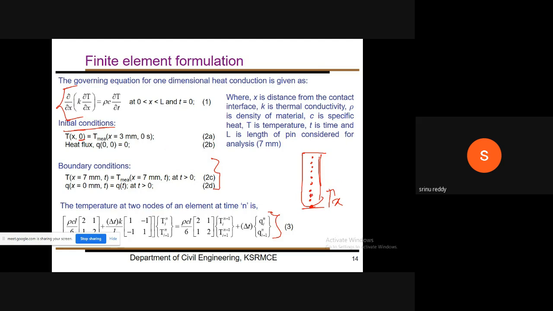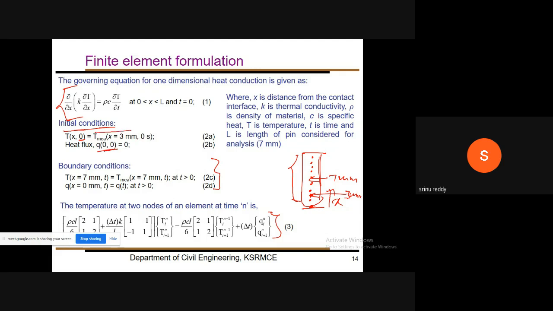So anyway, at 3 mm and 7 mm we are measuring temperatures. At this 3 mm at 0th time actually, initially what is the temperature? That temperature I have assigned for the entire specimen length. For this entire specimen length, at initial time I have assigned what I have measured at 3 mm.